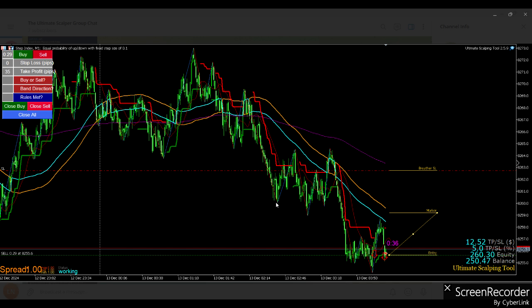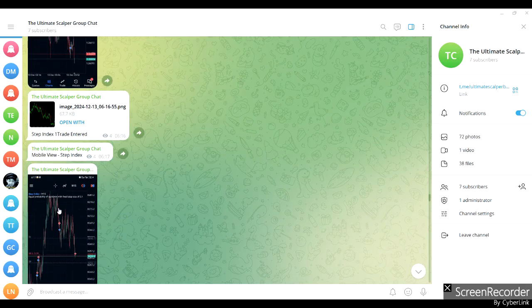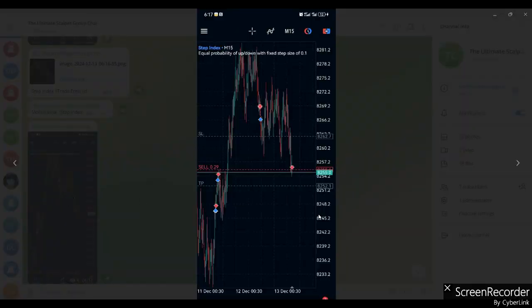Then I also got an entry on step index. It was obviously trending down, and then I got an entry just as it crosses the green line. I got an entry, and my indicator would also give me a signal when there's an entry that came. And then this is how it looked on the mobile.